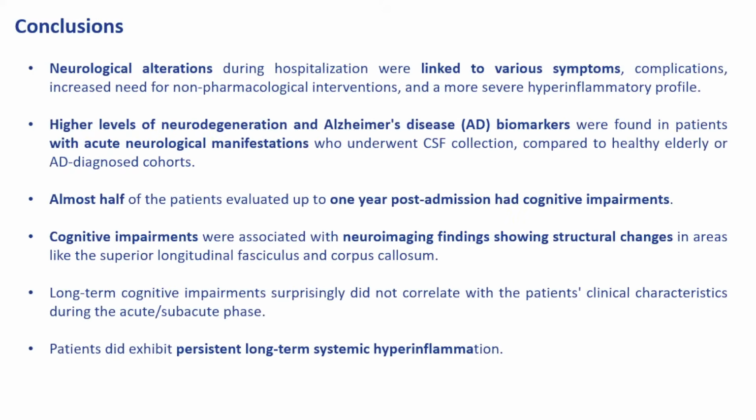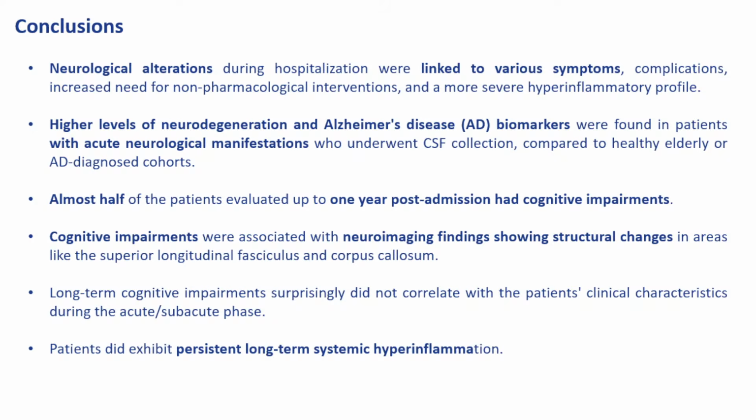So here is just a summary of the things that I have been trying to show. The neurological changes during hospitalization were linked to various symptoms that probably were related to a more inflammatory profile. Higher levels of neurodegeneration and Alzheimer's disease biomarkers were found in patients with acute neurological manifestations with COVID. Also, we saw that almost half of the patients actually had long COVID with cognitive impairments in our cohort, even the ones that didn't have any neurological manifestations in the acute phase. Cognitive impairments were associated with inflammation, and neuroimaging findings showed structural changes that were related also to the inflammation.